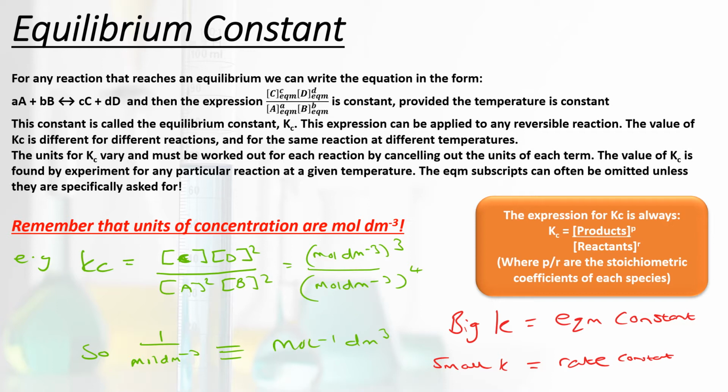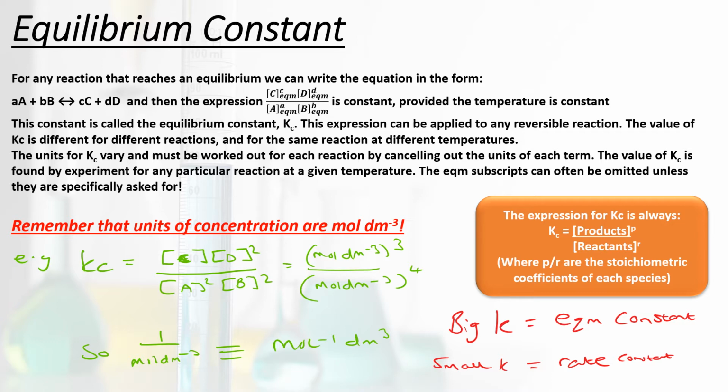Now, the units for Kc vary, and they must be worked out for each reaction by cancelling out the units on each term. And the value of Kc is found by experiment for any particular reaction at a given temperature. And as I said, the equilibrium subscripts can often be omitted unless the question specifically asks for them. And so if we just look at an example here of calculating what our unit for Kc would be, the key thing is to remember that concentration is in units of moles per decimeter cubed. And so here's an example reaction.